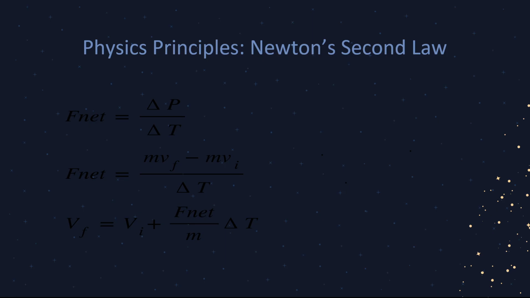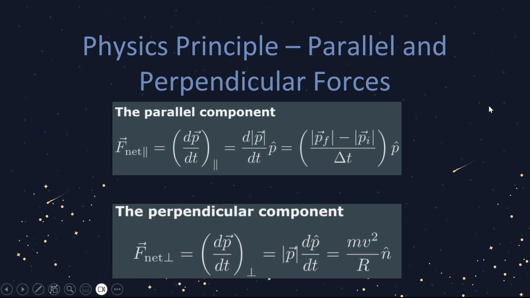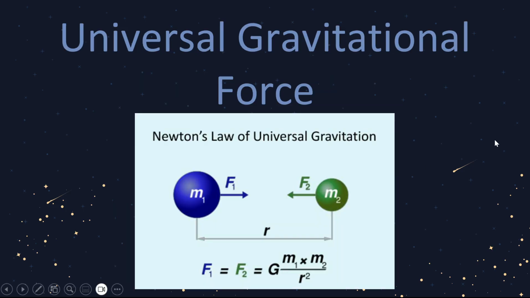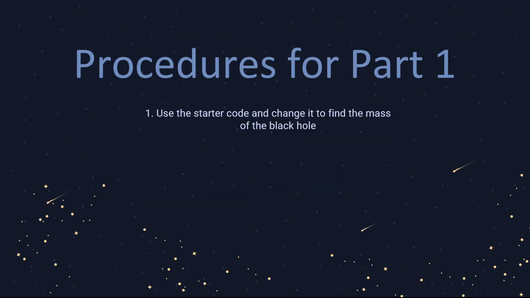So the physics principles that will be used in this lab are Newton's second law. We've been using this in the last 2 labs. It's the change of momentum is equal to the F net, and this gives us the velocity update formula as well. Another one that will be used is the parallel and perpendicular forces of F net. Those will be used in the first model. Then finally, we've got the universal gravitational force, which will be used in all of them.